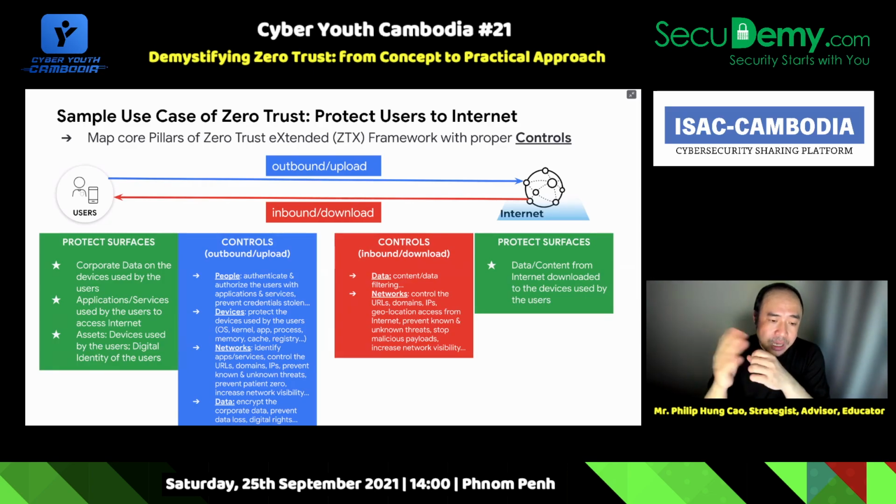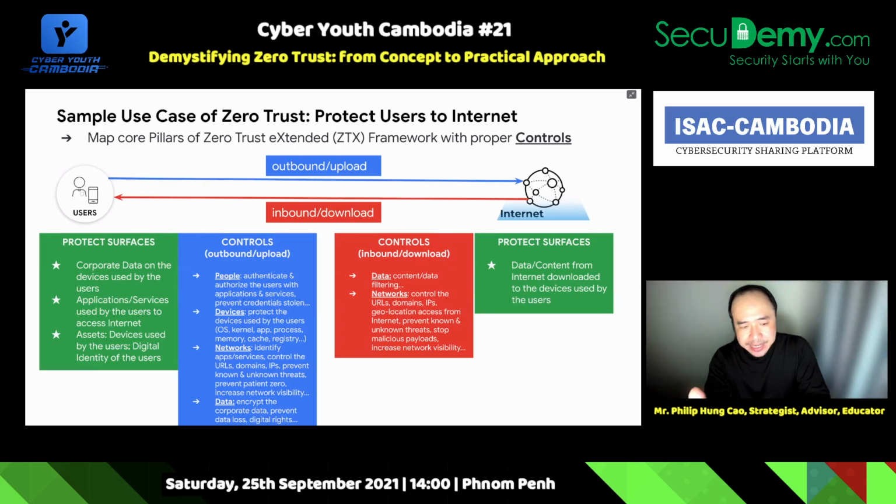And of course, prevent patient zero. Why I put it here is very important, because if the user is compromised for whatever reason, it can do lateral movement and impact the whole environment later on. So we need to make sure that we can prevent everything from the very beginning, so that there won't be a patient zero. It will reduce the risk and also the impact, right?